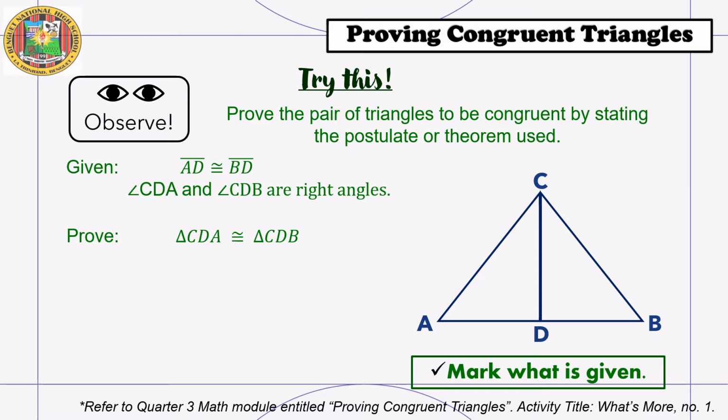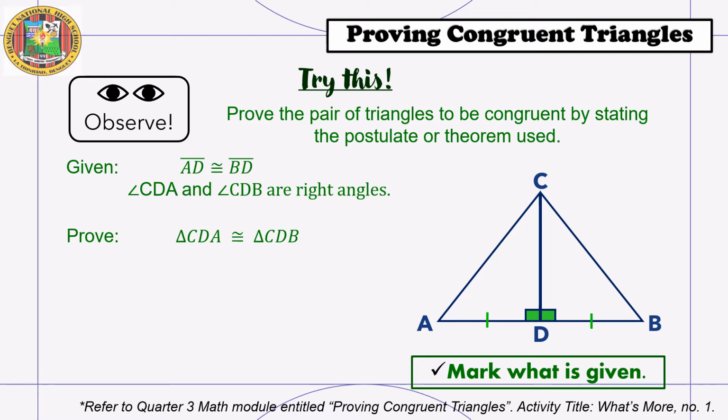Since side AD in triangle CDA is congruent to side BD in triangle CDB, we draw the same hash marks through the sides. Since angles CDA and CDB are said to be right angles, we draw the symbol for right angles, which is a small box, where the angles are.